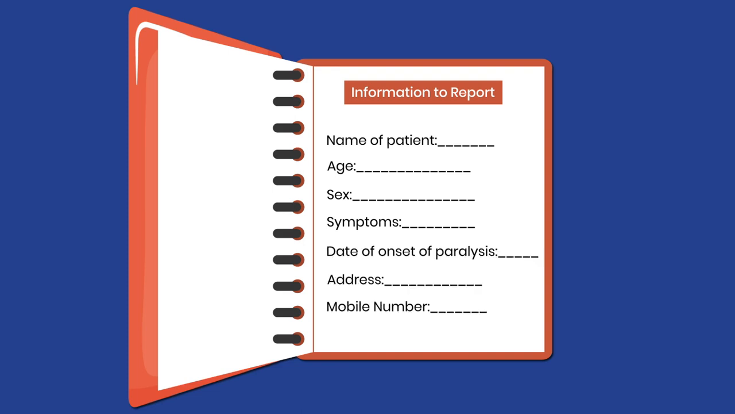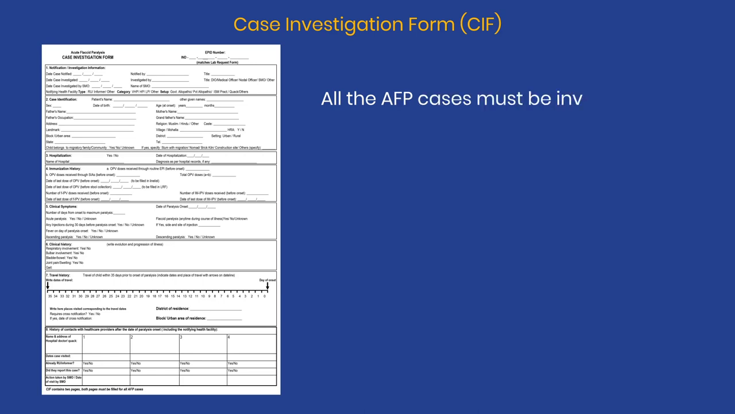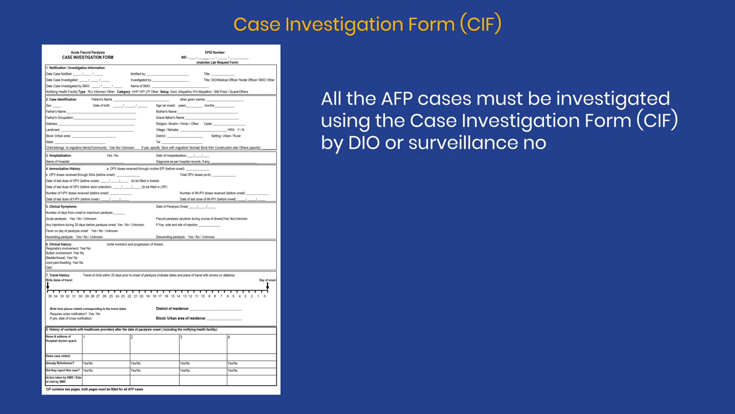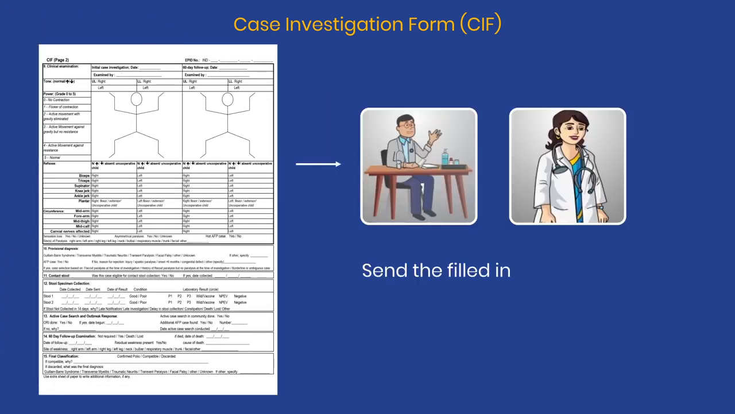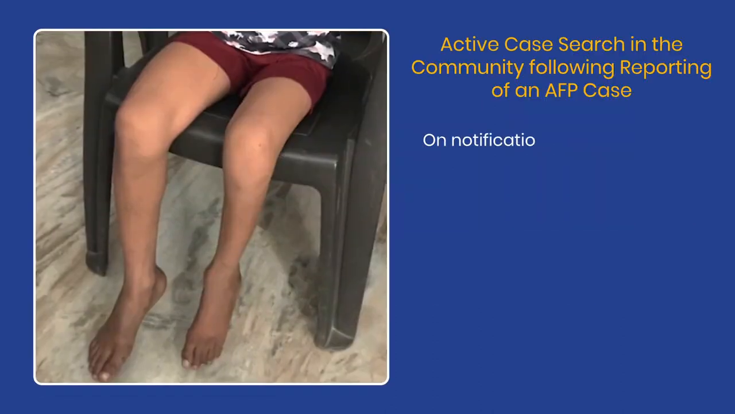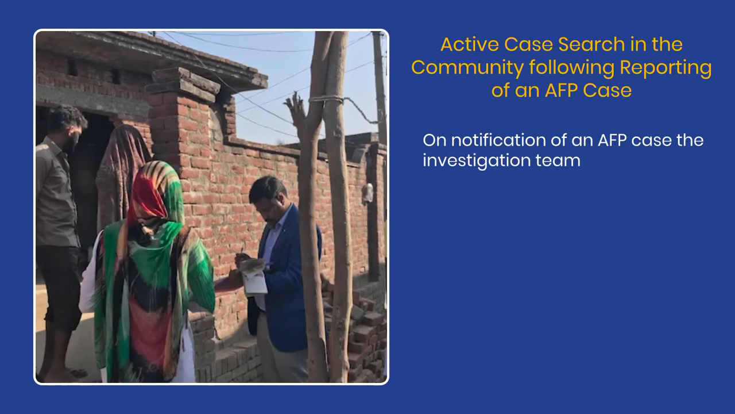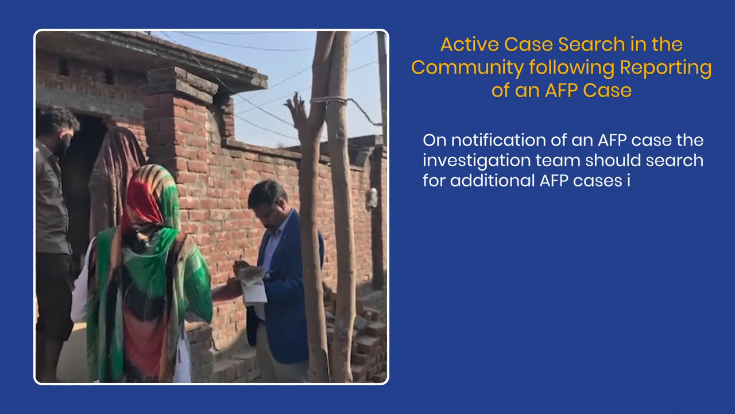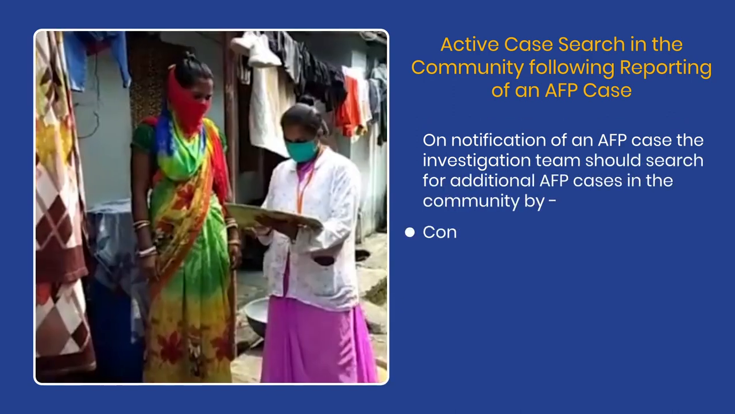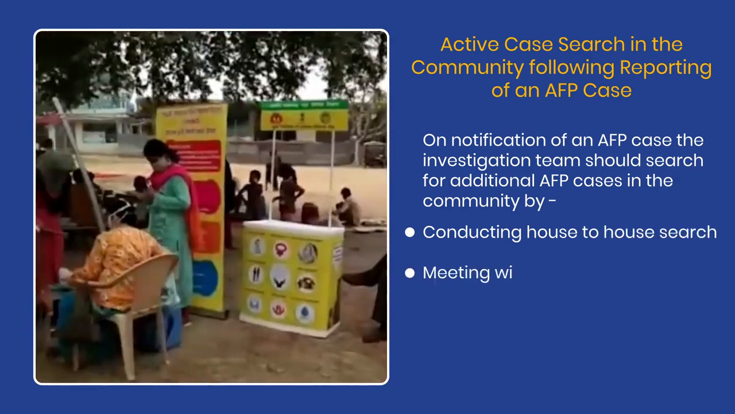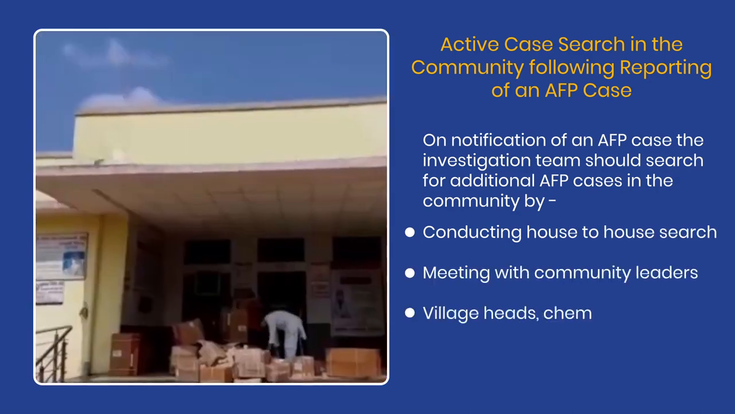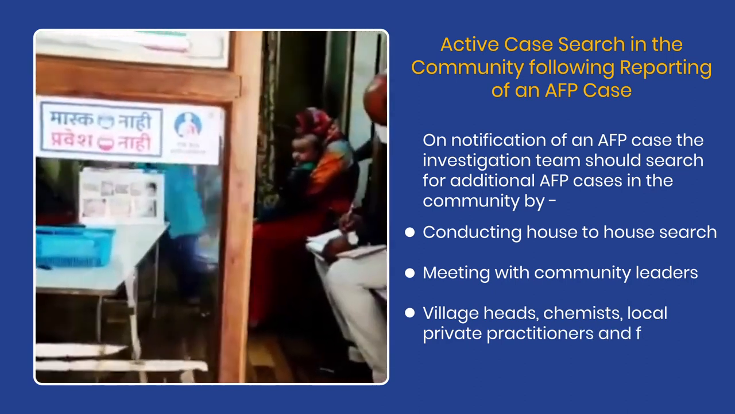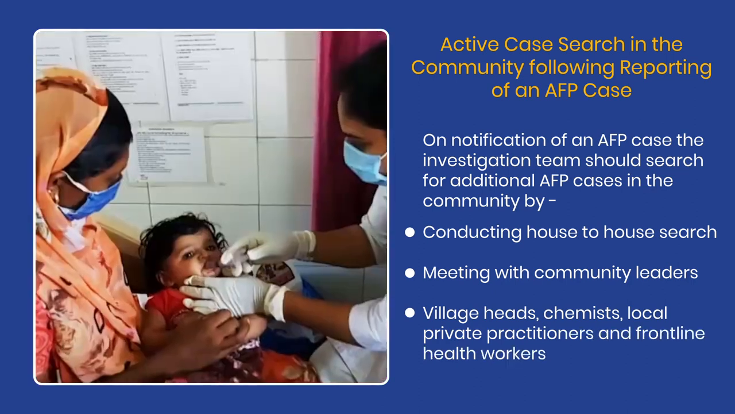address, and mobile number. All the AFP cases must be investigated using the Case Investigation Form CIF by DIO or surveillance nodal officers within 48 hours of case notification. Send the filled CIF to the DIO or SMO office on the same day. On notification of an AFP case, the investigation team should search for additional AFP cases in the community by conducting house-to-house search, meeting with community leaders, village heads, chemists, local private practitioners, and frontline health workers.